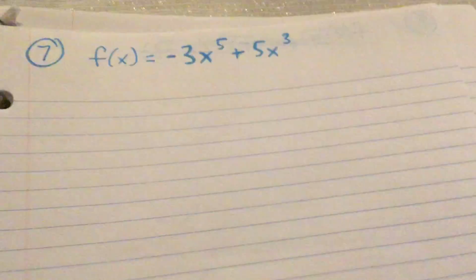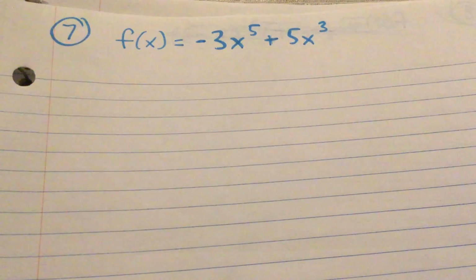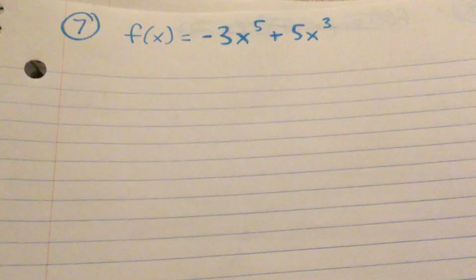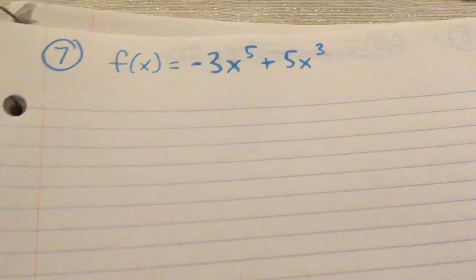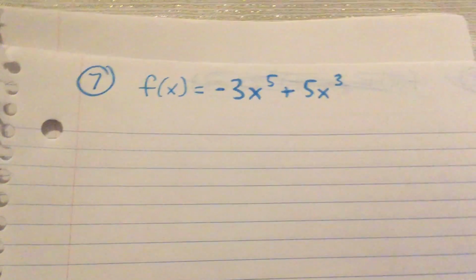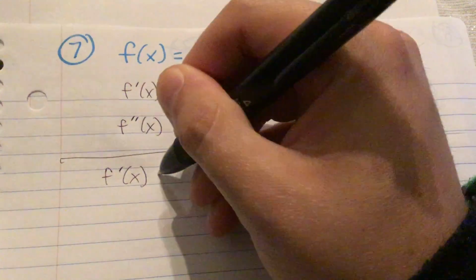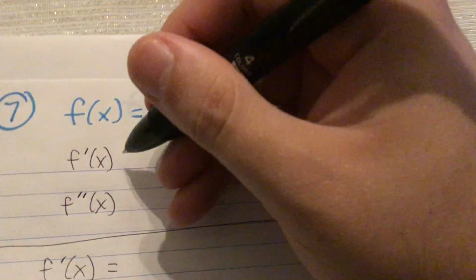Number 7. -3x to the 5th plus 5x to the 3rd. All right, let's get down to business. So first things first, I want to figure out what my f prime of x is. And then I want to figure out what my f double prime of x is. Then I'll get my tools, and then I'll set f prime of x equal to 0 and solve for x.